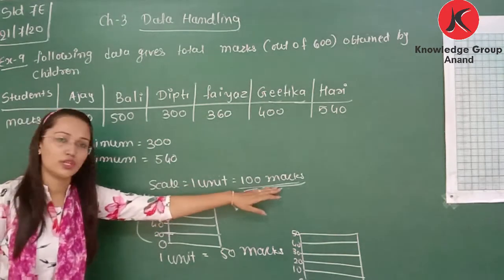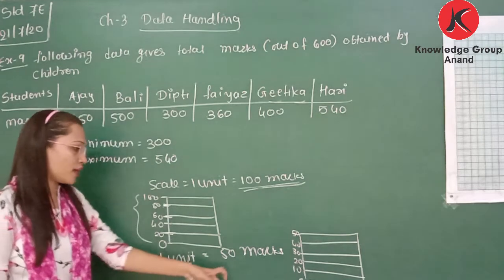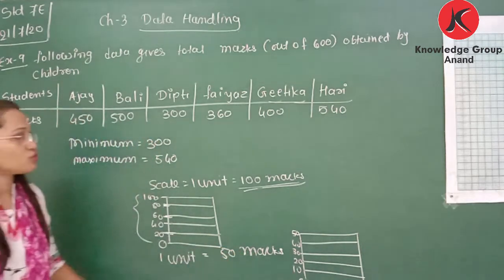So please remember the value of one line. If you select 1 unit is equal to 100 marks, then one line will be 20. And if you select 1 unit is equal to 50 marks, then one line will represent 10. So let's draw a bar graph.